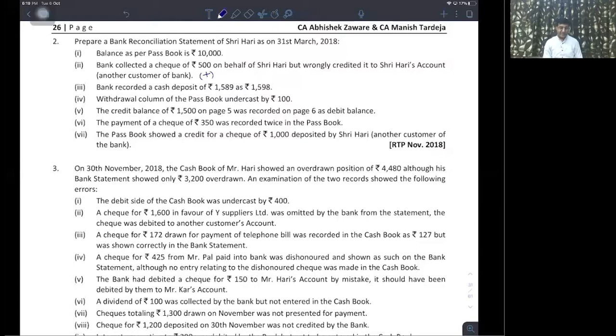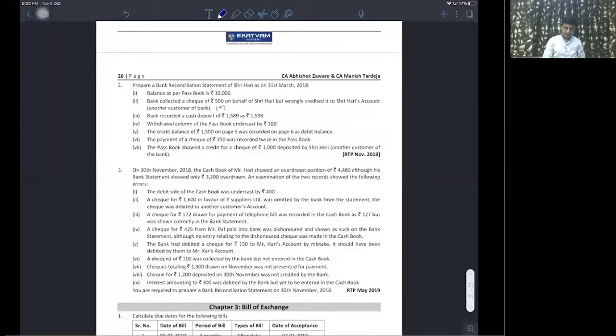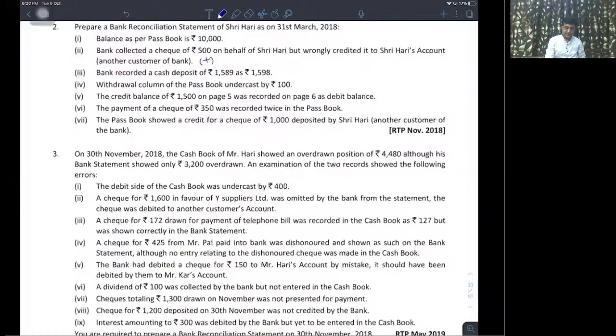Bank recorded cash deposit of 1589 as 1598. तुमने कैश डिपॉजिट किया 1589 का, मतलब तुमने फेवरेबल बैलेंस बढ़ाया 1589 से, but the bank has recorded as 1598. So bank has increased your balance by rupees 9 or not? Therefore, PB to CB less rupees 9, minus 9. Am I right?